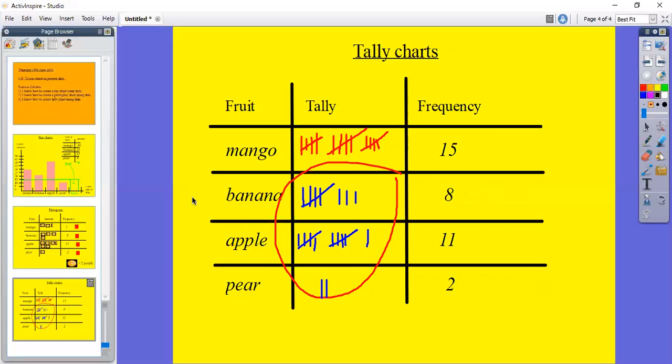When you're creating your own chart, please make sure to look back at this video so you can look at what mine look like, and that can help you create your own.